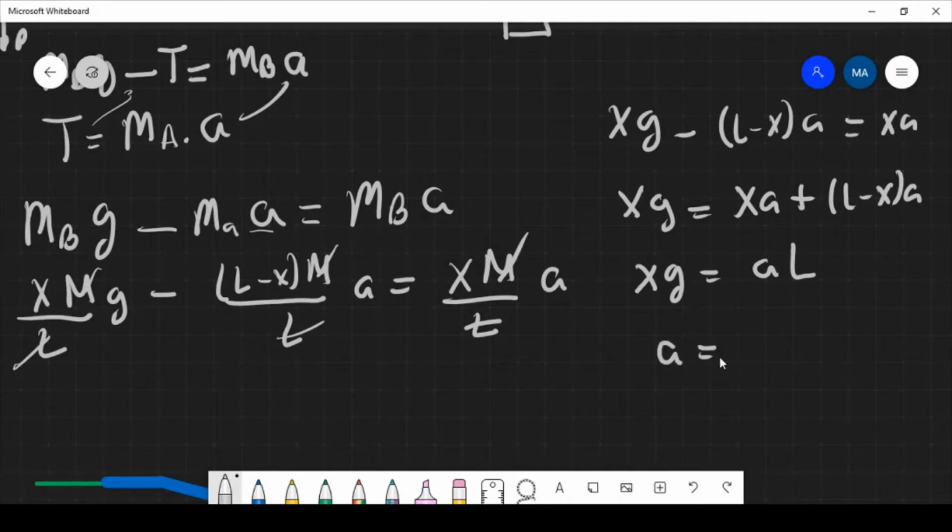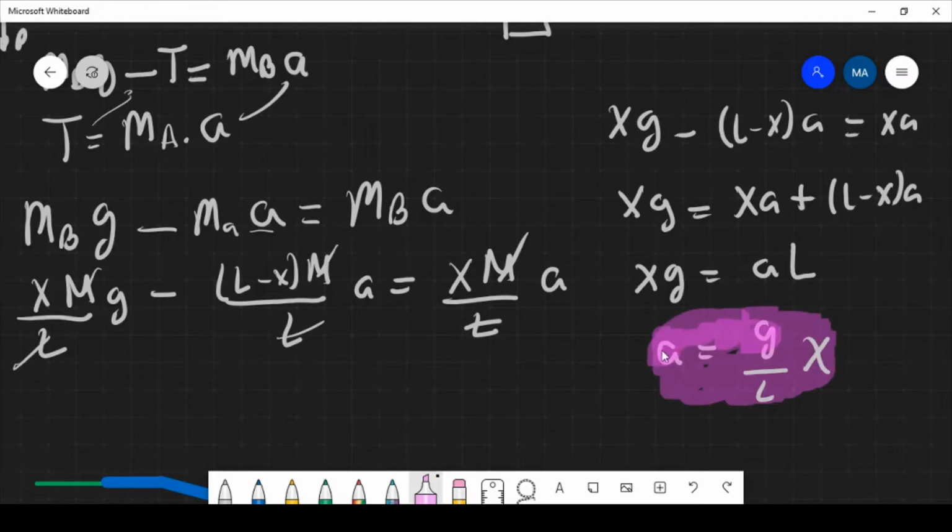So this acceleration is G divided by L multiplied by X. Now this expression over here is really interesting, because this expression tells you the acceleration with respect to X. The moment you know how much length of the rope is hanging out, you can immediately know the acceleration at that point. So what do I mean by this?